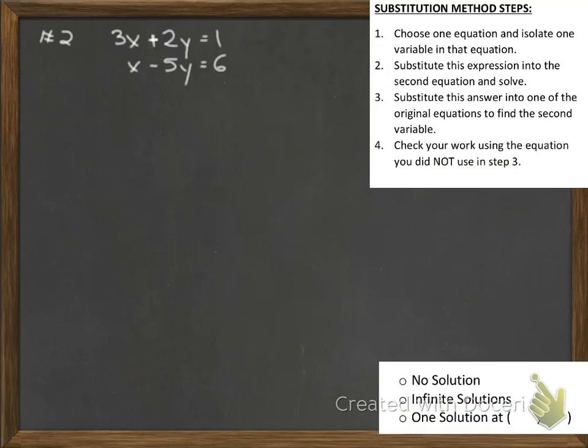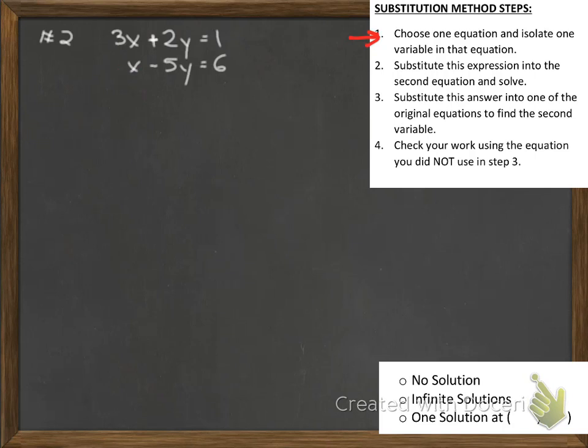In this problem, we have 3x plus 2y equals 1, and x minus 5y equals 6. So first we have to find one equation and isolate a variable. I want to encourage you to pause this video and figure out which variable is almost already all by itself. Which one is the easiest to isolate? You can pick either equation and either variable in either equation. If you said it's easiest to isolate this variable right here, then you are correct.